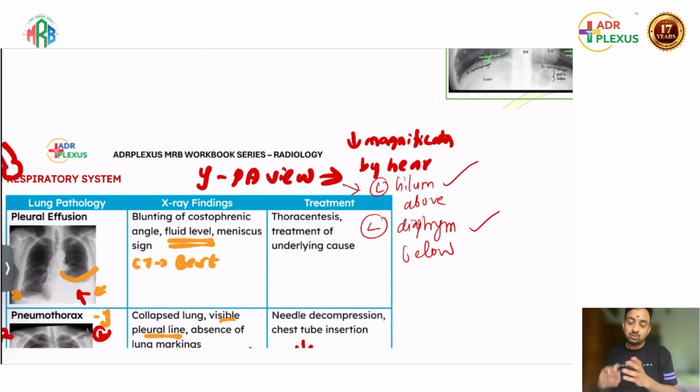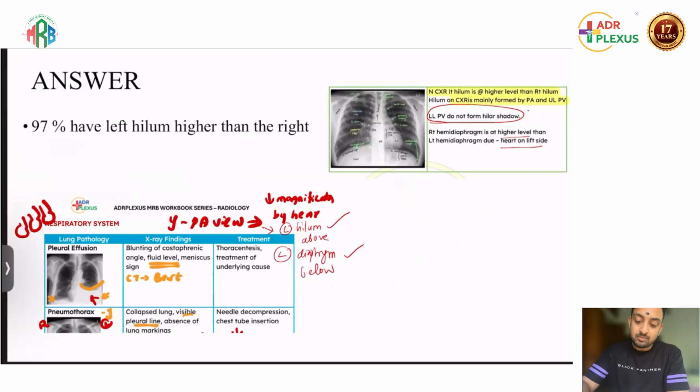So always remember, left hilum is situated above and left diaphragm is situated below in a normal chest radiograph in 95%, 97% of the population. This was another thing that we already discussed in our classes.